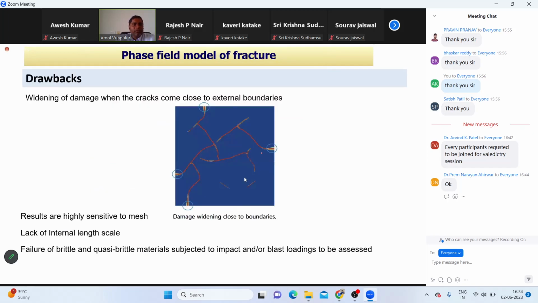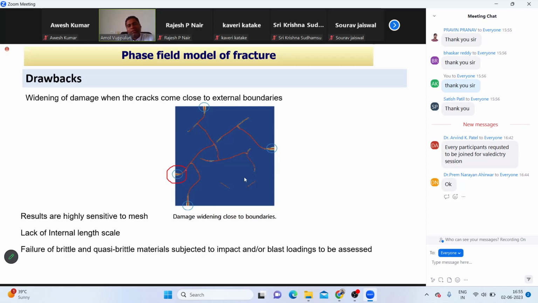For example, when you have a phase field simulation, as the cracks start approaching the end of the domain, there is a widening of the damage. So this still needs to be addressed, and this widening needs to be reduced. Second thing, as I have pointed out, they are highly sensitive to the mesh as well as length scales. Okay? So people are still working to make sure that the length scale sensitivity and mesh sensitivity is also taken care of in the phase field model.